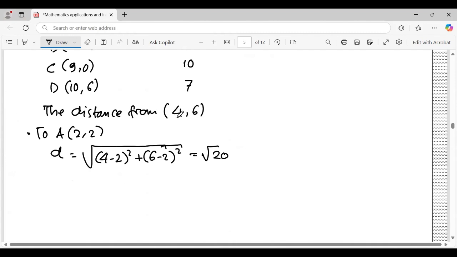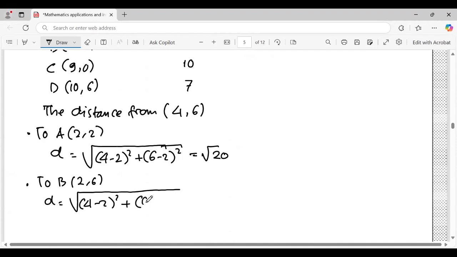Next, from (4, 6) to B. B, the coordinate point, is (2, 6). And the distance is the square root of (4 minus 2) squared plus (6 minus 6) squared, and it is square root 4.